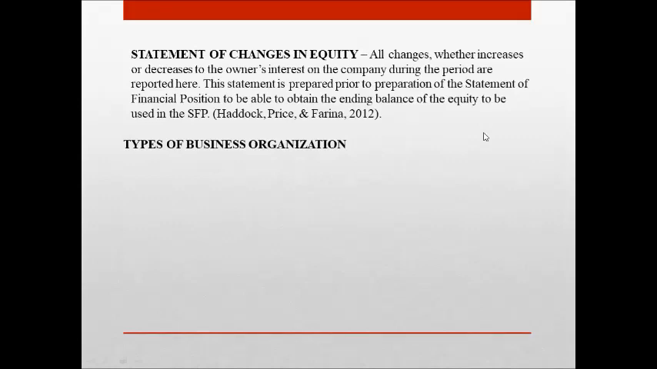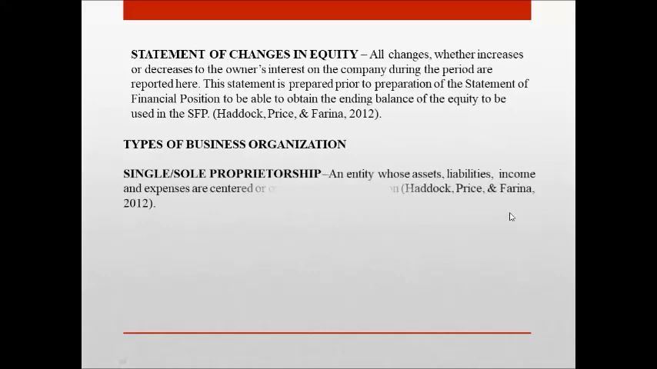So sa mga sumagot ng sole proprietorship, partnership, and corporation, yes, you are all correct. So the first business organization that we have is the sole or single proprietorship. So an entity whose asset, liabilities, income, and expenses are centered or owned by only one person. So basically, this is applicable for a service type of business who owned the business, of course, and it is only managed by one person, which is the owner of the business. Pero syempre, pwede naman siyang mag-hire ng mga employees niya, but the center of all the income and expenses will be catered by the owner.